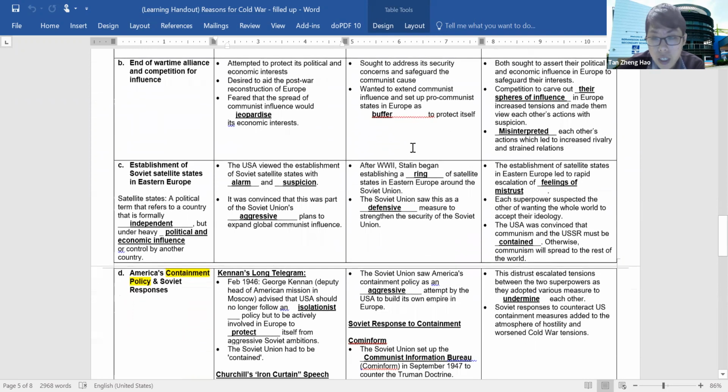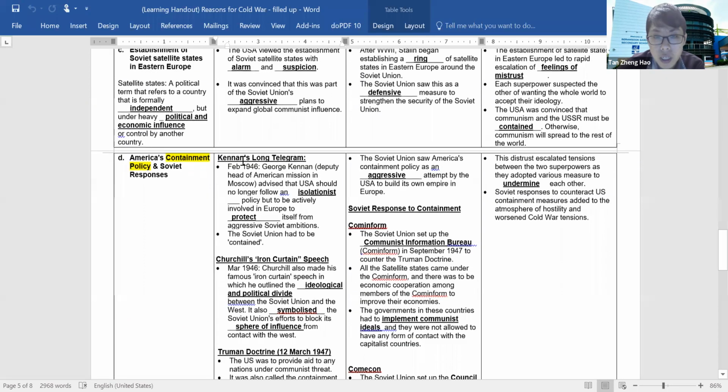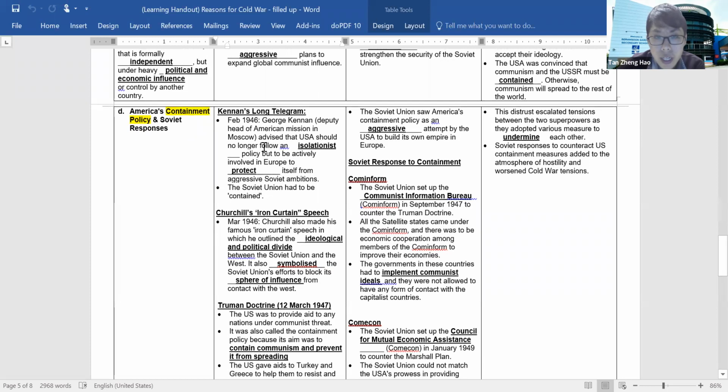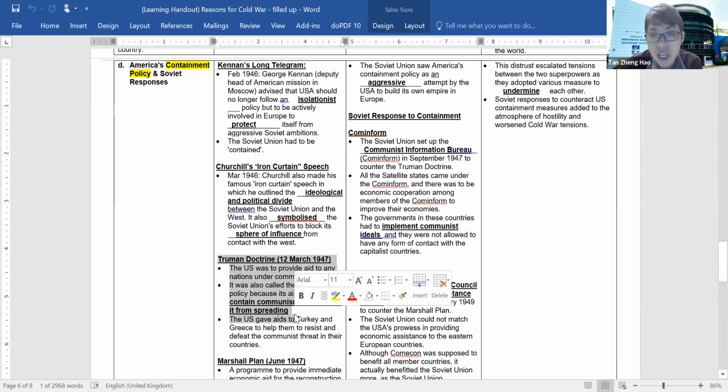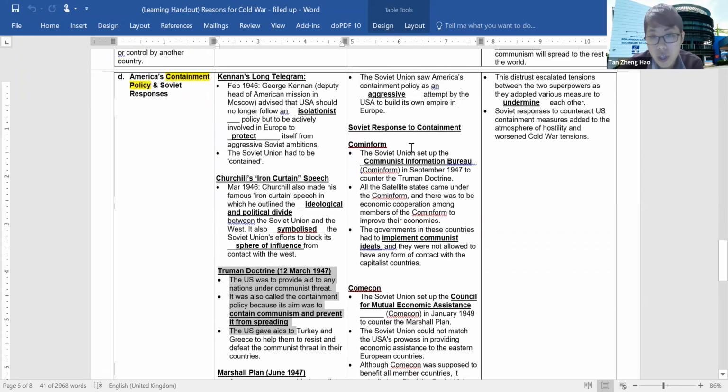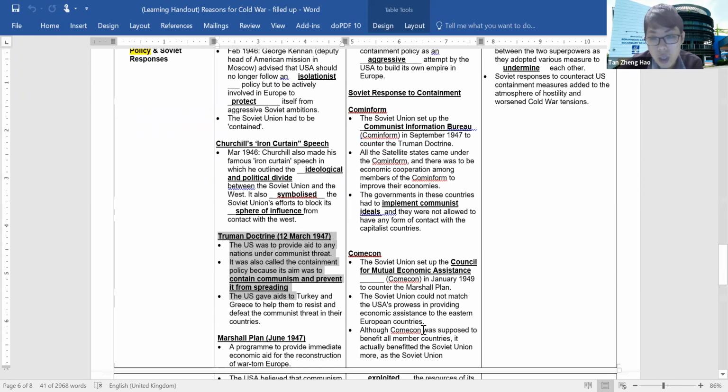For example, here under containment, you can see that the US wanted to control the USSR. Let's look at the Truman Doctrine. They wanted to prevent communism from spreading. Even at a point here, you can see they are talking about why they want to stop communism from spreading. And same thing, if you look at the Soviet Union side, the Soviet Union was trying to implement communist ideals in the governments of countries in Europe.